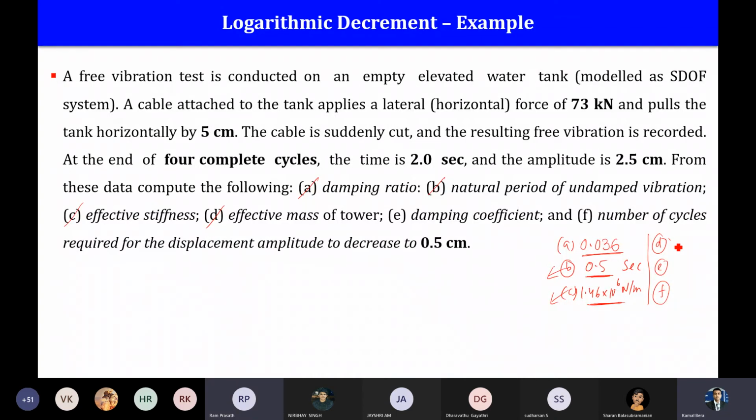One doubt, sir. Sir, like 0.5 seconds, shouldn't it be the natural period of damped vibration? Yes, sir. 0.5 seconds is the natural period of damped vibration. No, I have not talked about any answer. Just tell me what that is. You find out now. I am not saying this is correct or anything. Just tell me what is the effective mass.